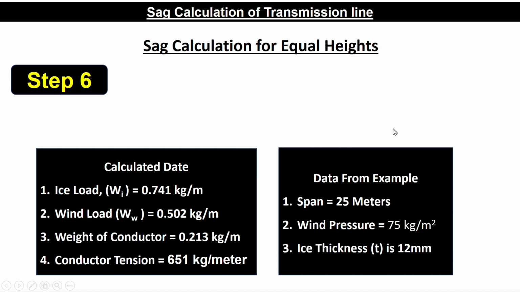In step 6, S is equal to WL square divided by 8T. W is 1.078, which we have earlier calculated, into 25 square, the length of the span in meters squared, divided by 8 into 651, where T is the tension on the conductor, that is 651. It becomes 0.52 meters. This is the sag of the rabbit conductor of span 25 meters.